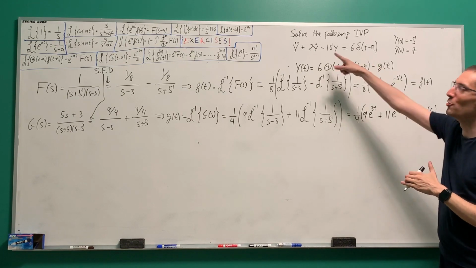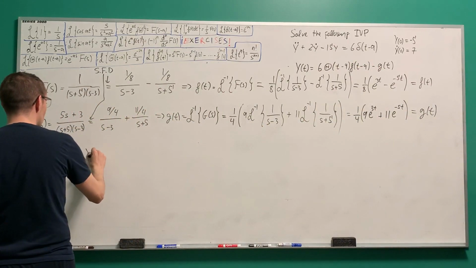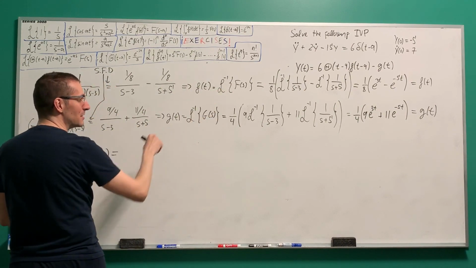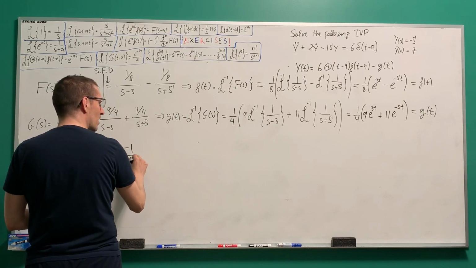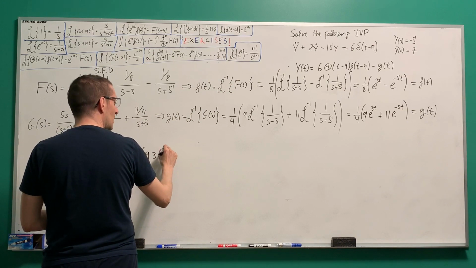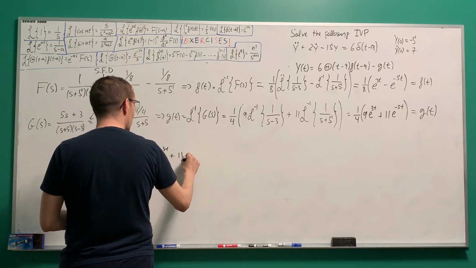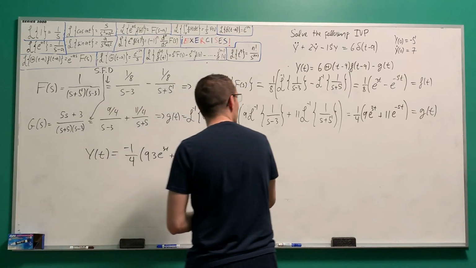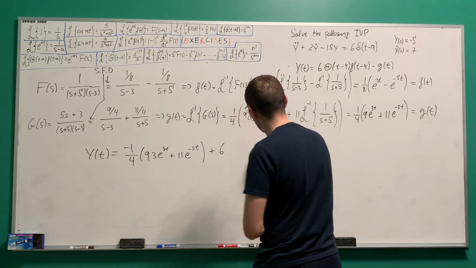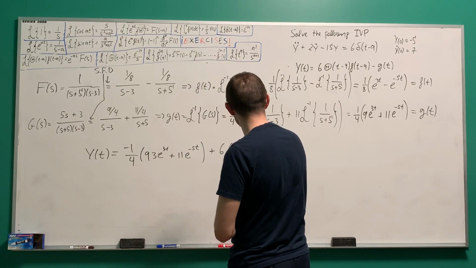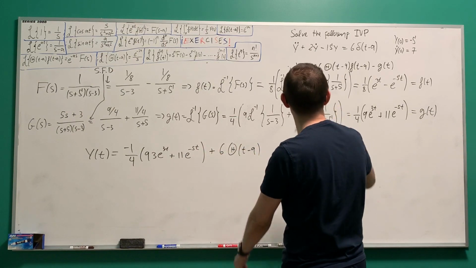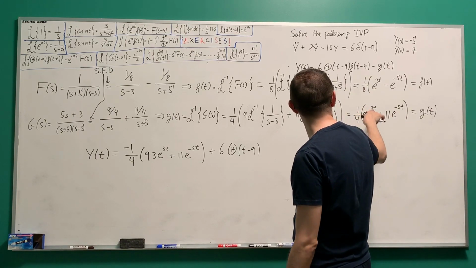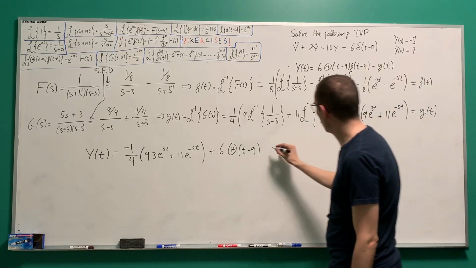Okay, so now let's write the solution. I haven't written the solution to the full system, but to the full problem. y of t is equal to, let me write minus g of t first. So I'll write minus 1 over 4 times 9, 3 e to the 3t, plus 11 e to the minus 5t, and then plus 6 times Heaviside of t minus 9. You see, this thing doesn't exist until time equals 9, which is when your kid kicks your accelerator system. And then this function displays by 9.